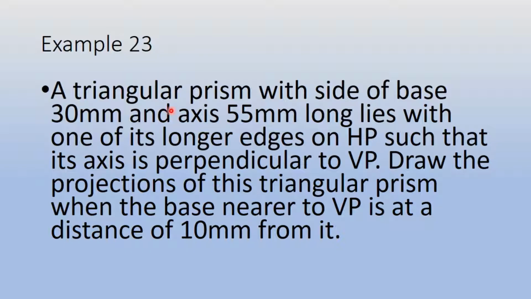So this is a very interesting question here. The triangular prism, the base and its axis height is given, but here it is mentioned that it is lying on one of its longer edges. Since it is a triangular prism, it will have three longer edges as we have seen already in the introduction part. So what we have to do is make one of the edges rest on the HP, and also make the axis perpendicular to VP, and then draw the projections. So we will do this step by step.